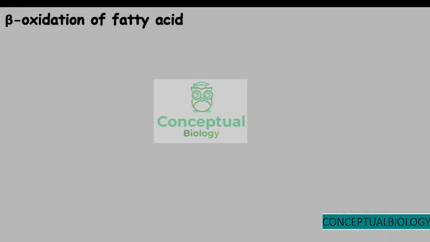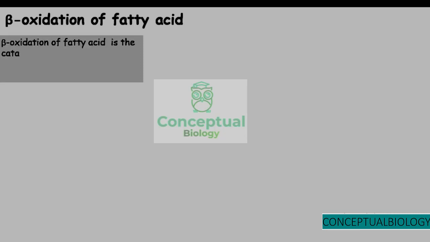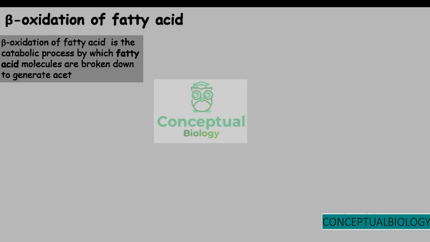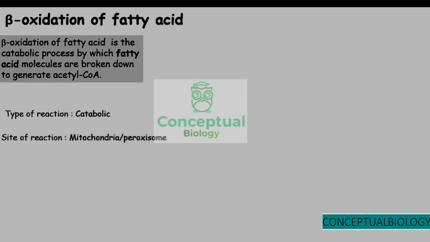We're going to talk about beta oxidation of fatty acids. Beta oxidation of fatty acid is the catabolic process by which fatty acid molecules are broken down and generates acetyl-CoA. So let's talk about the type of reaction. It is a catabolic reaction, that means breaking down type of reaction. And the site of reaction is mitochondria, and to some extent it also takes place in the peroxisome.